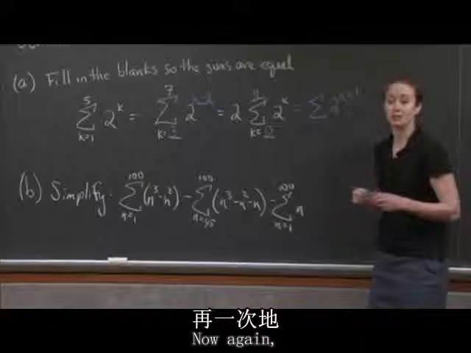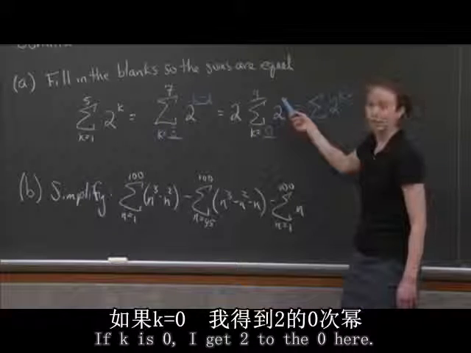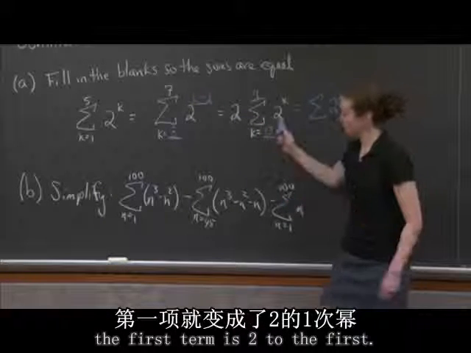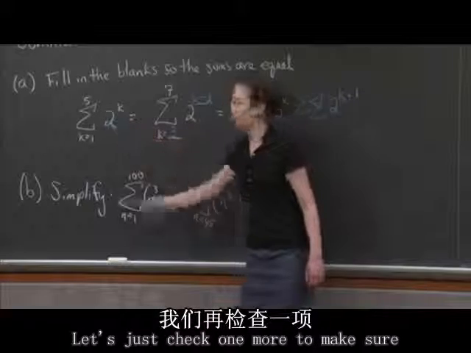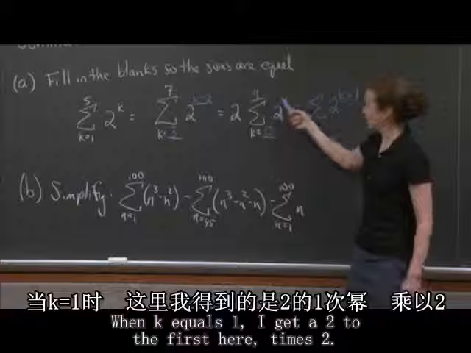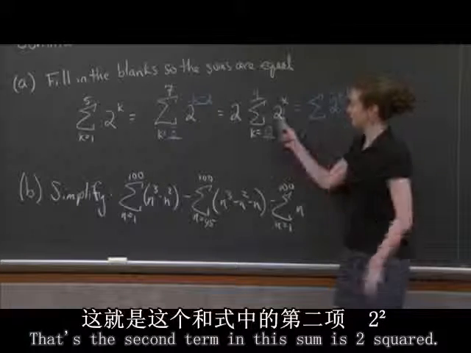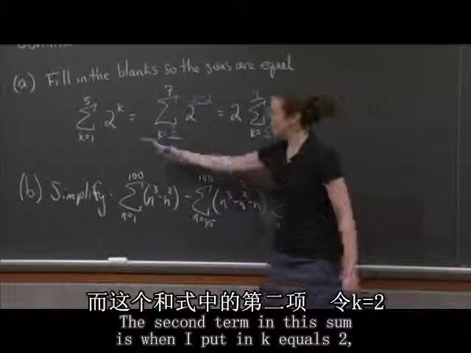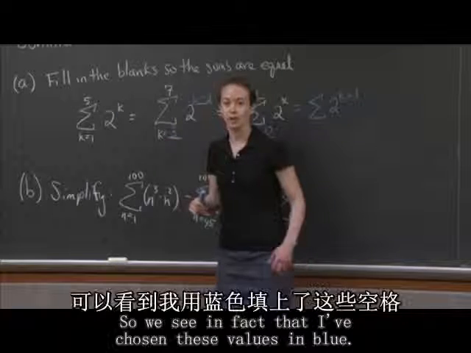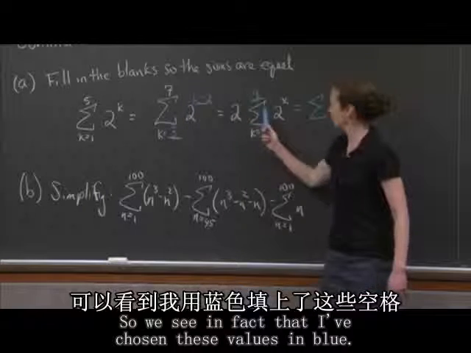Now, again, let's just make sure that this makes sense to us. If k is 0, I get 2 to the 0 here. But when I multiply by a 2 in front, the first term is 2 to the first, which is the first term here. Let's just check one more to make sure we feel good about it. When k equals 1, I get a 2 to the first here, times 2, so that's a 2 squared. That's the second term in this sum is 2 squared. The second term in this sum is when I put in k equals 2, I get a 2 squared. So we see, in fact, that I've chosen these values in blue.